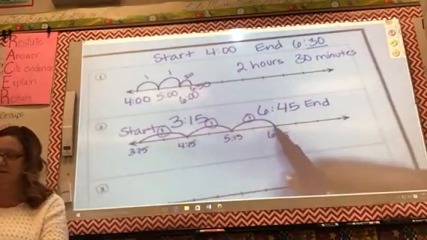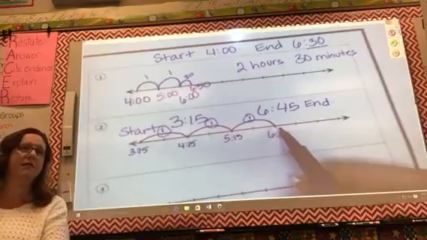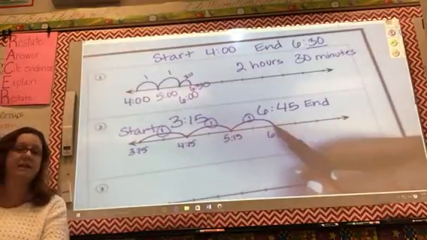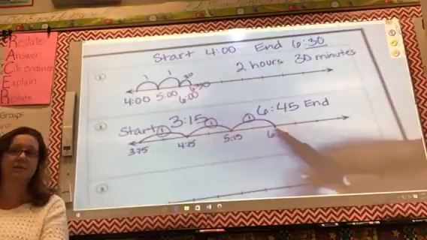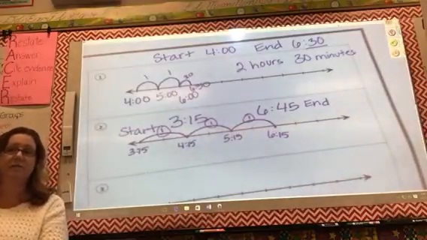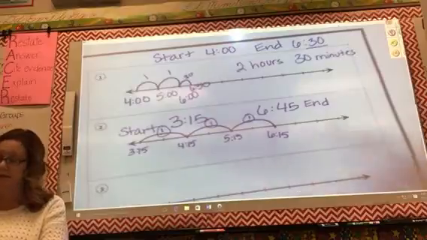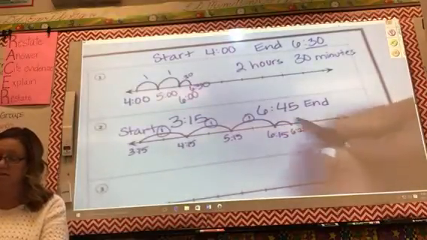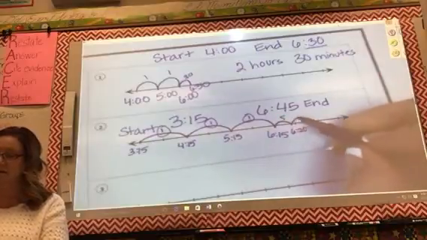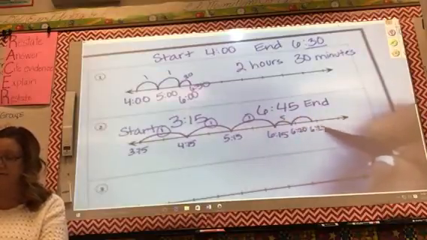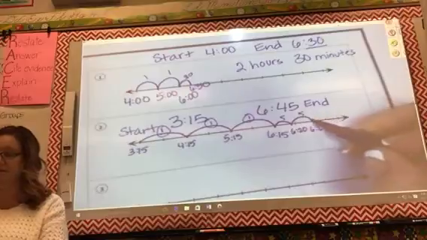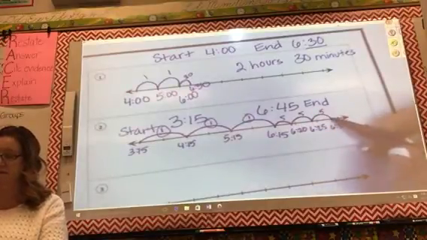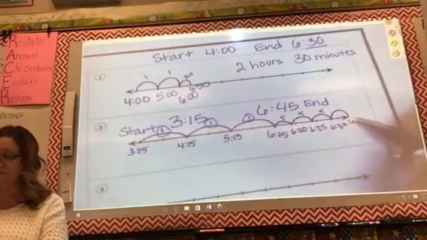Okay, so 6:15, now we're going to bump by 5-minute increments to get us to 6:45. So what's 5 minutes after 6:15? Count by fives. Okay, we know how to do 5, 10, 15. So what's the next 5? 6:20. There's 5 minutes. Okay, 6:25. There's another 5 minutes. 6:30. There's another 5 minutes. 6:35.